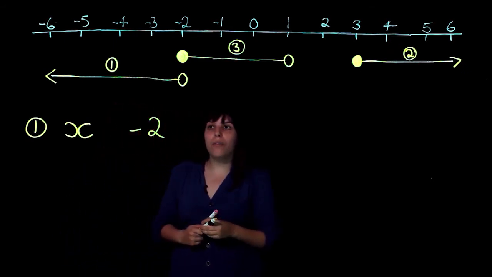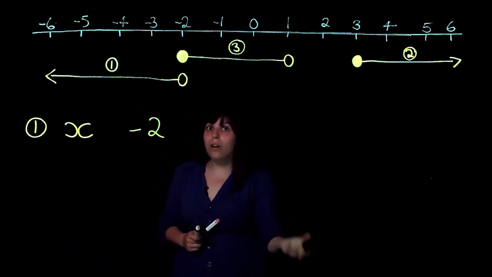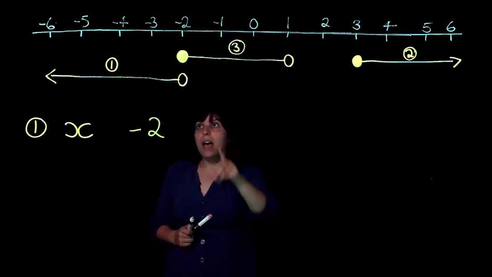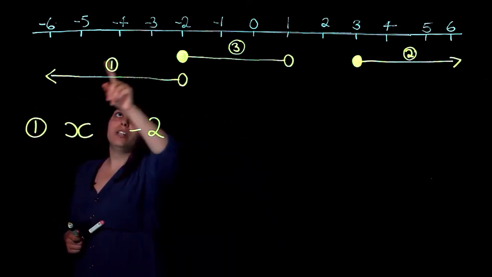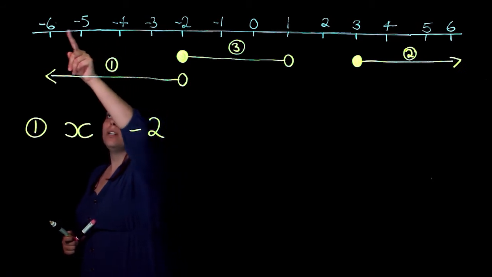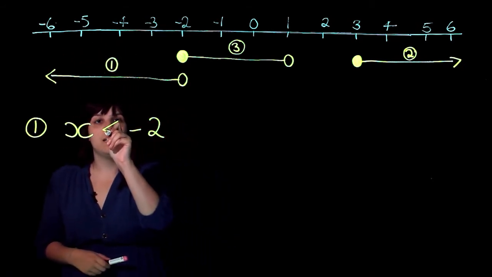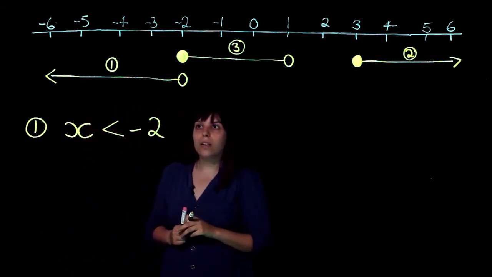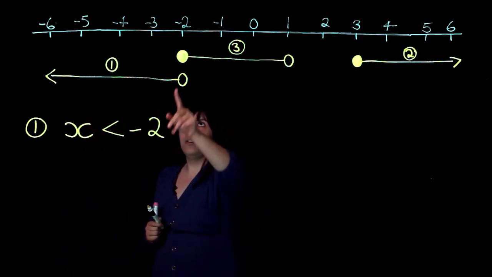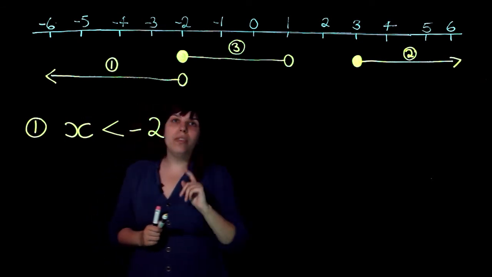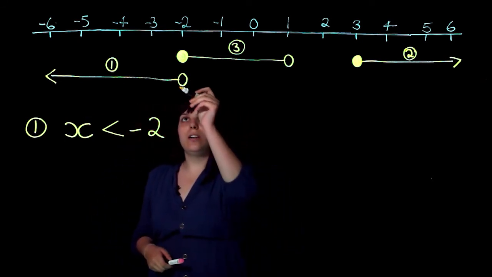Now we need to work out if x is going to be bigger than -2 or smaller than -2. And because the arrow is going in this direction and all these numbers are smaller than -2, we know that x is going to be less than -2, so we put our less than sign. So x is less than -2. Yep, that fits. One thing we need to look at is this circle here.